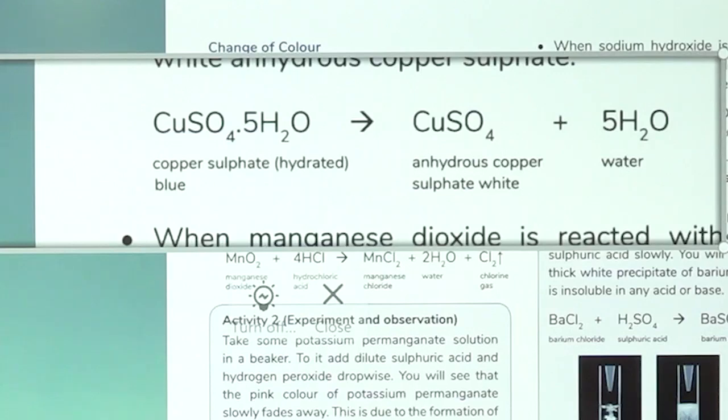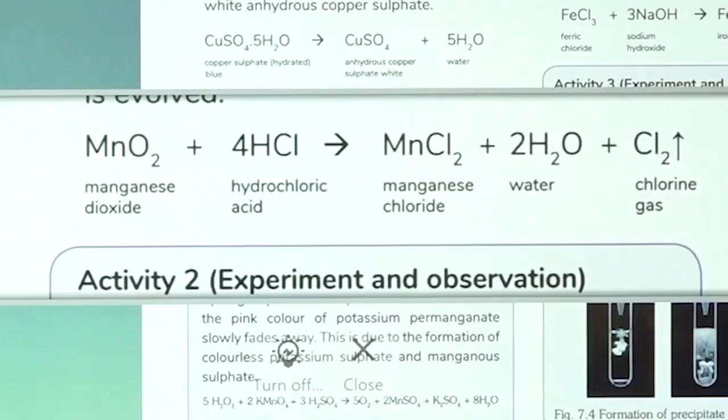Change of color. If you add water to copper sulfate, which is blue in color, it gives anhydrous copper sulfate that becomes white in color, and water. When manganese dioxide reacts with hydrochloric acid, manganese chloride, water, and a greenish yellow color chlorine gas is evolved.